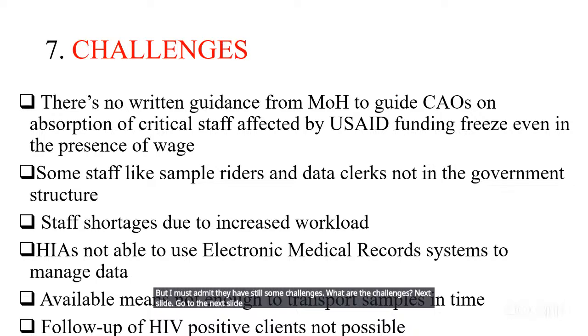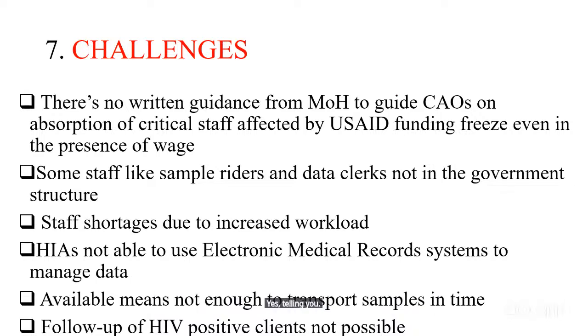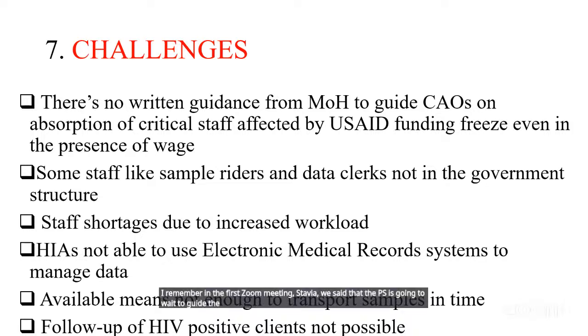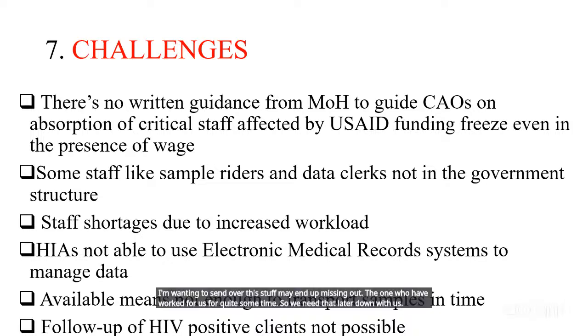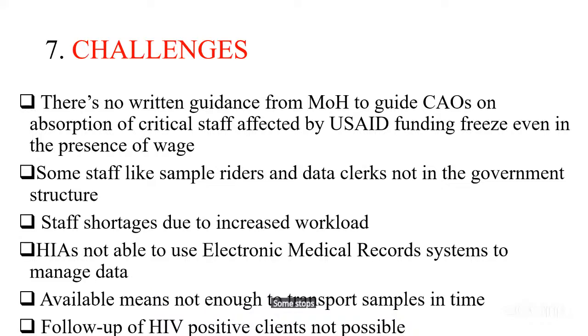Challenges. There is no written guidance from the Ministry of Health to guide the counties on absorption of critical staff. I remember in the first Zoom meeting we said that the PS is going to write to guide the accounting officers and probably the sub-commissions to prioritize the staff who have been on partner funding, and we have not got that letter. I'm worried some of these staff, the ones who have worked for us for quite some time, may end up missing out. So we need that letter. Some staff like sample riders and data clerks are not in the government structure. Of course, the staff shortages are already there.